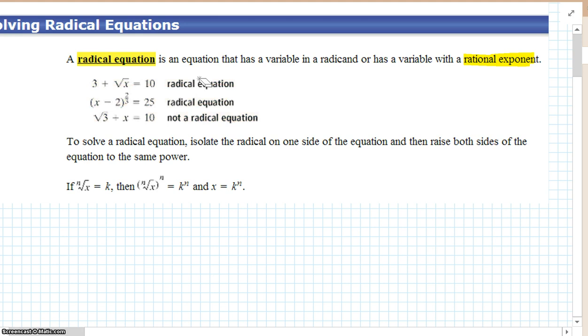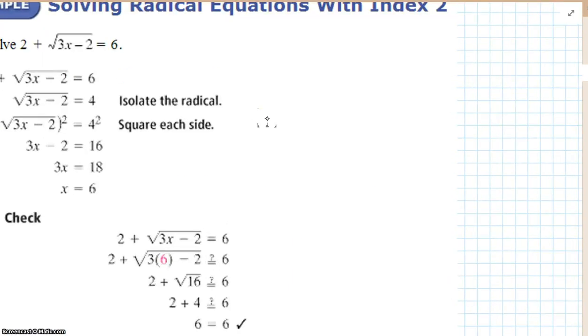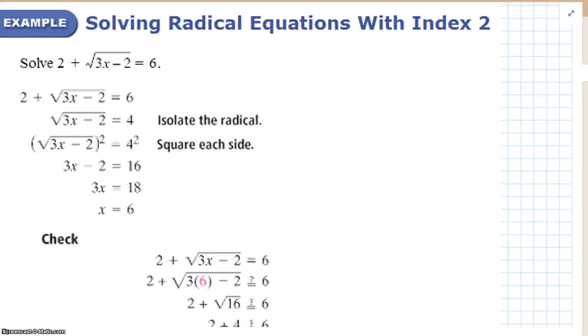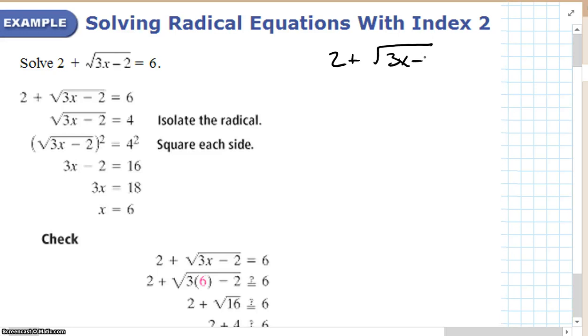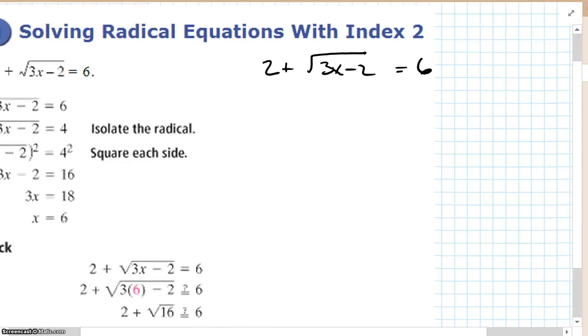To solve radical equations, isolate the radical on one side of the equation, then raise both sides of the equation to the same power. Okay? Easiest way to do this is let's get some examples. So, example, solve 2 plus the square root of 3x minus 2 equals 6.